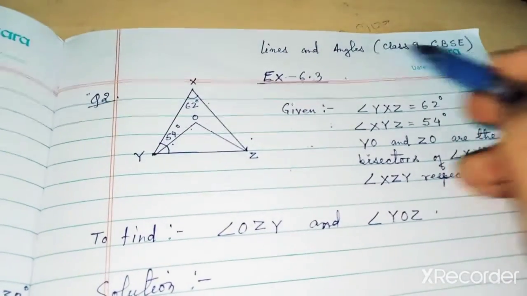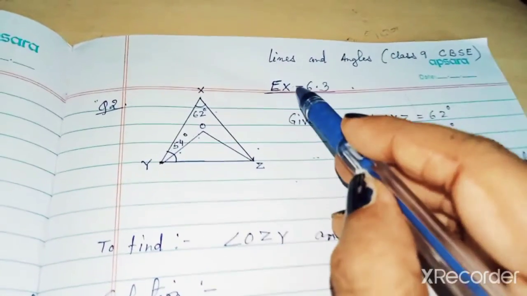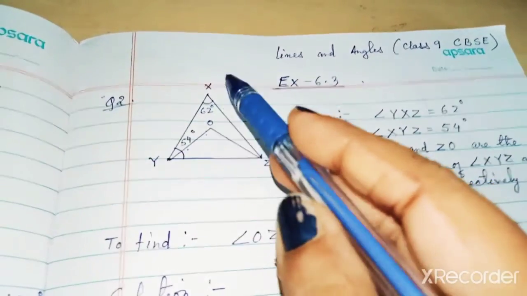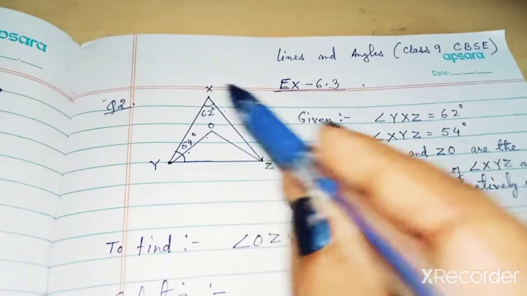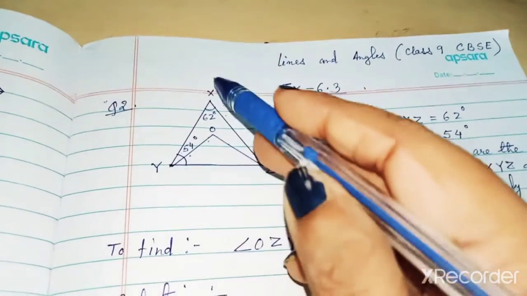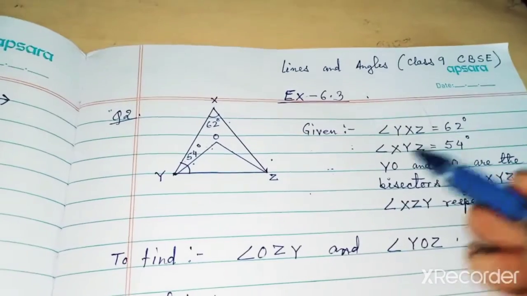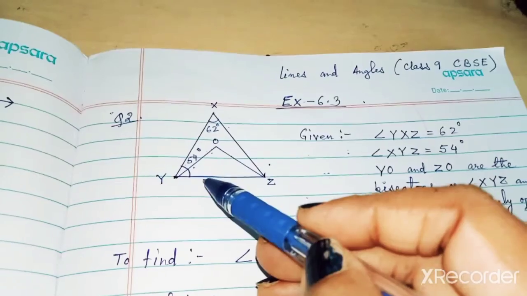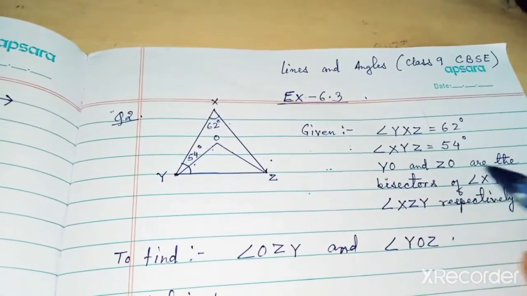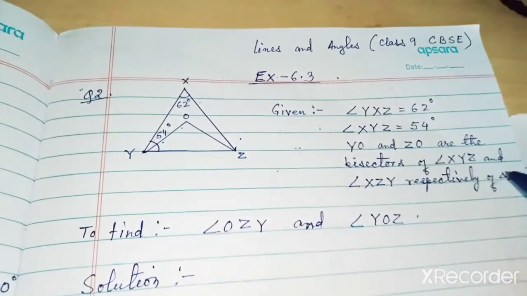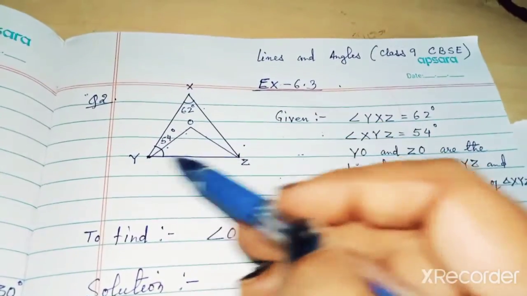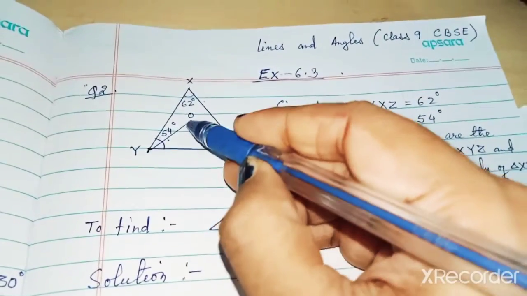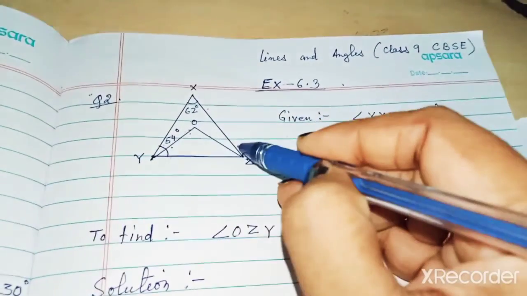Class 9 CBSE Chapter Lines and Angles, Exercise 6.3, question number 2. According to this question, the diagram is given and it is given that angle YXZ is 62 degrees, angle XYZ is 54 degrees, and YO and ZO are the bisectors of angles XYZ and XZY respectively. Means YO and ZO are the bisectors of these two angles.